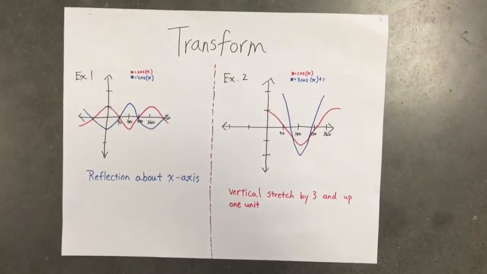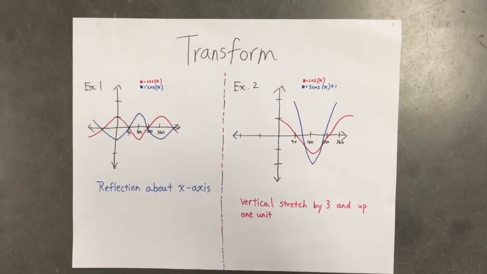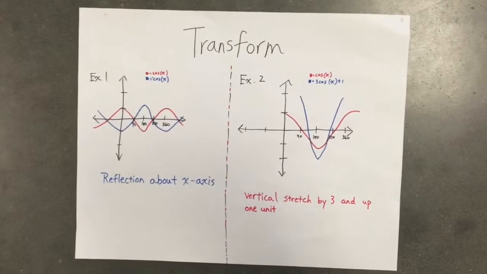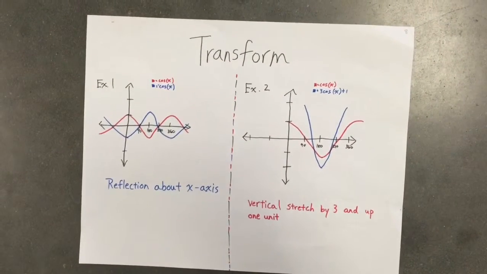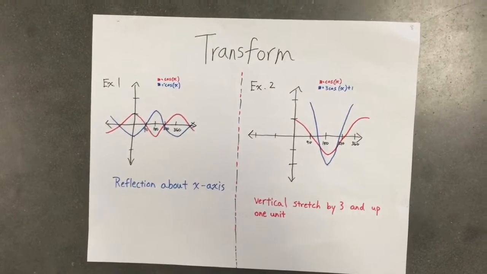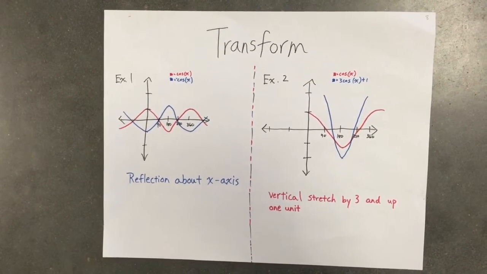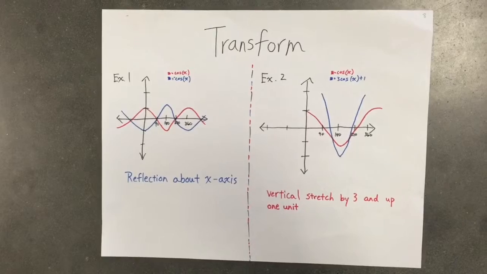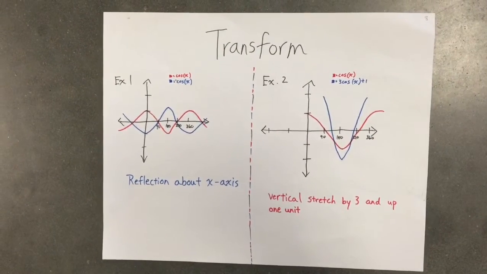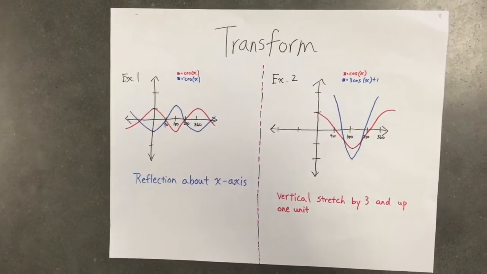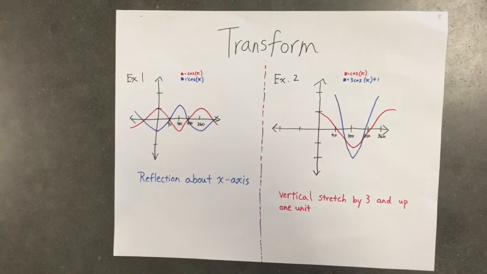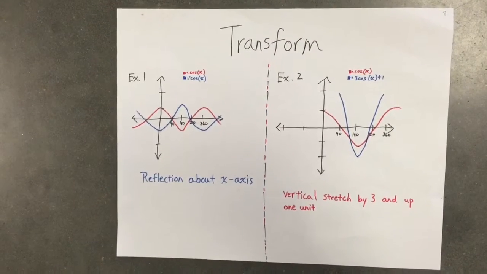Our first transformation example was to turn the function cosine x into the function negative cosine x. When you graph this, you will see the first one is transformed by being reflected about the x-axis. Our second example was to turn the function cosine x into the function 3 cosine x plus 1. This results in a vertical stretch by 3 and moved up by 1 unit.